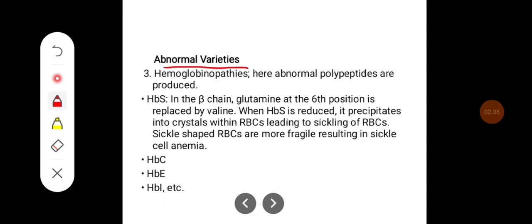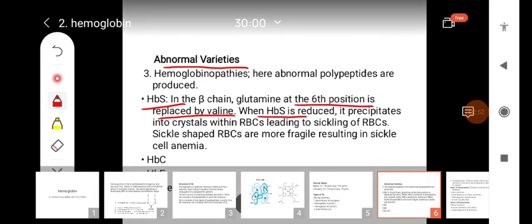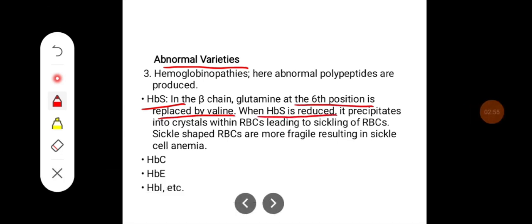Some of the abnormal varieties are seen in hemoglobinopathies, and these are hemoglobin S. In hemoglobin S, in the beta chain, glutamine at the 6th position is replaced by valine. When HbS is reduced, it precipitates into crystals within the RBC, leading to sickling of RBCs, and it occurs whenever the RBCs are exposed to hypoxia. Sickle-shaped RBCs are more fragile, resulting in sickle cell anemia. The other hemoglobinopathies are hemoglobin C, hemoglobin E, and hemoglobin I.